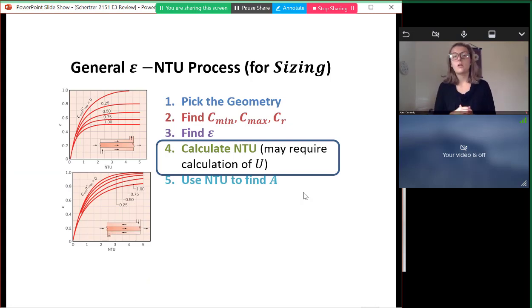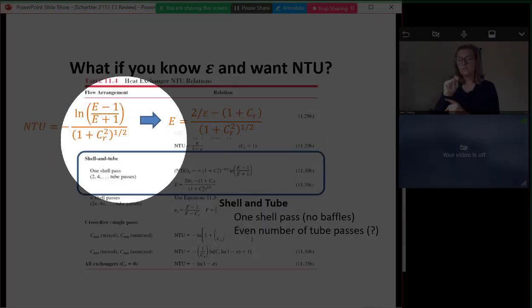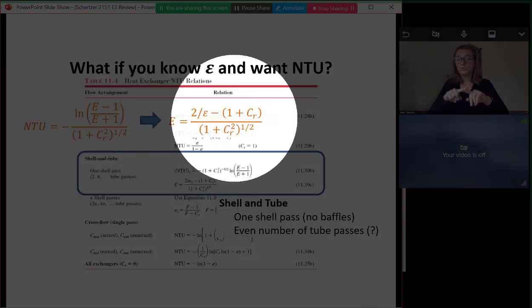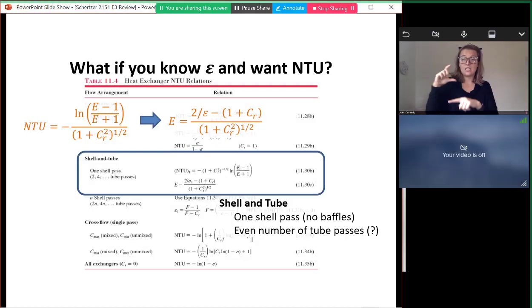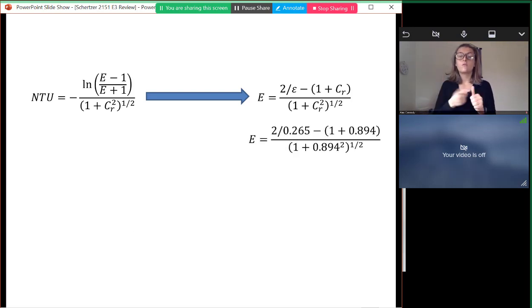With the effectiveness, I can calculate NTU, right? Because effectiveness is a function here. So we can see NTU is a function of big E and CR, but big E is a function of effectiveness and CR. So if I know CR and the effectiveness, then I can find my NTU. So first, I need to find big E. So this is 2 over the effect.